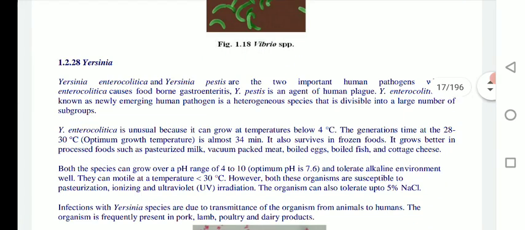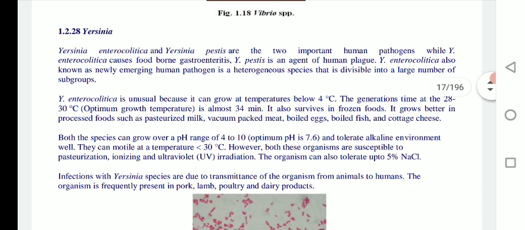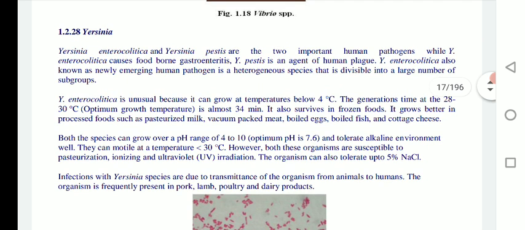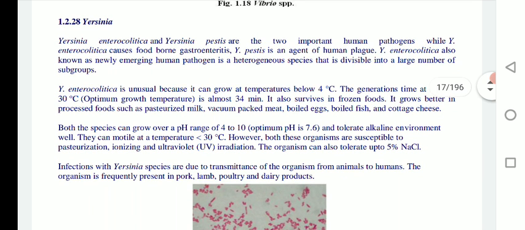Then the next organism is Yersinia. Yersinia enterocolitica and Yersinia pestis are the two important human pathogens. While Yersinia enterocolitica causes foodborne gastroenteritis, Yersinia pestis is an agent of human plague. You might have heard about this term. The bacterium Yersinia pestis is the causative agent of human plague, and Yersinia enterocolitica causes gastroenteritis.